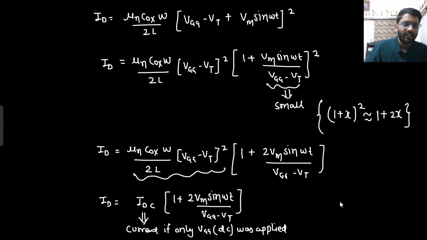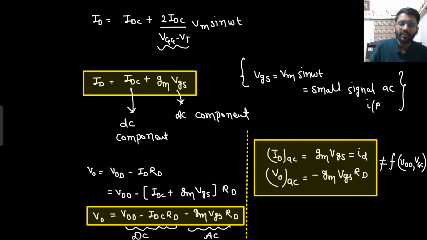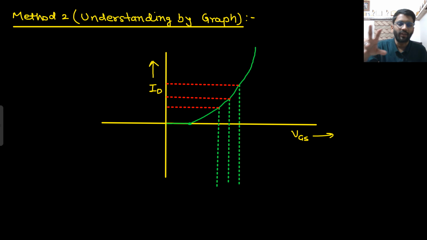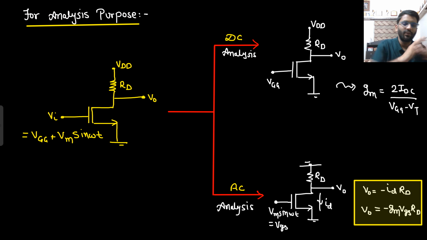Then we got to know this is the ID expression we are getting. In the ID expression, we have both DC and AC components. Then we got to know that the AC component does not have any DC part and the DC component does not have any AC part. So you can break down your transistor in two parts like this for analysis purpose. In AC analysis, you will not consider any DC source, and in DC analysis, you will not consider any AC source. By DC analysis, first you will find the value of GM, and then by using this GM, you will get to know the V0 values.